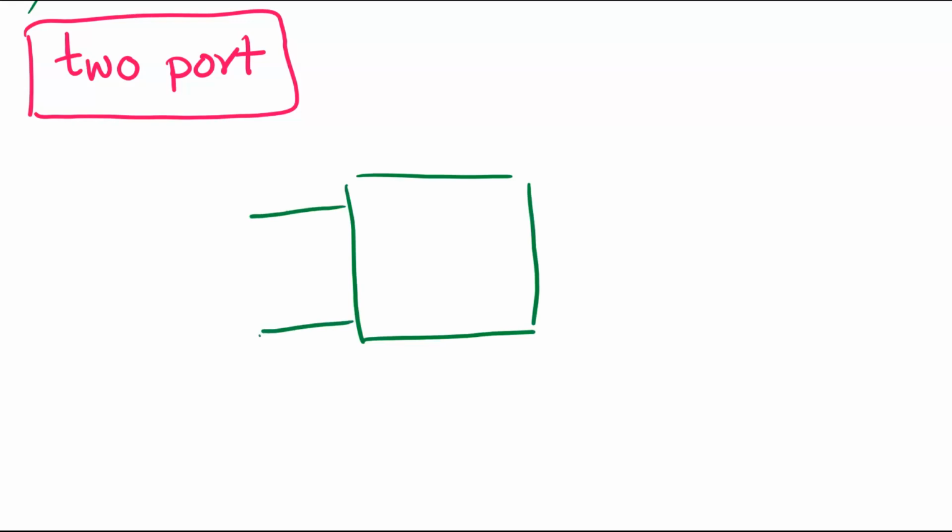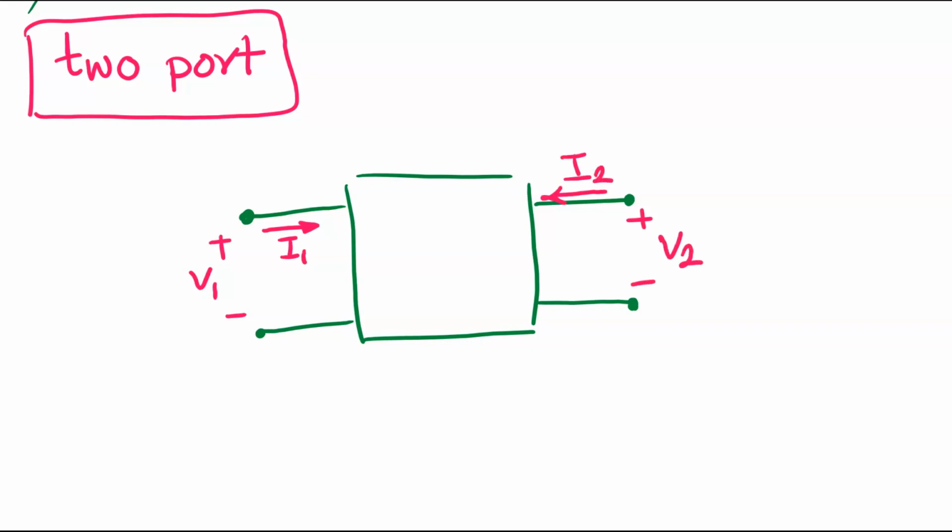Hi everyone. In this lecture, I want to continue on modeling two-port circuit. In previous lecture, you saw that we can model a two-port circuit by its impedance matrix. So here I have a two-port circuit, and in this two-port circuit, I have two pairs of terminal. The first pair has a voltage and current described by I1 and V1, and the second pair has a voltage described by V2 and a current described by I2. So here is my two-port circuit.